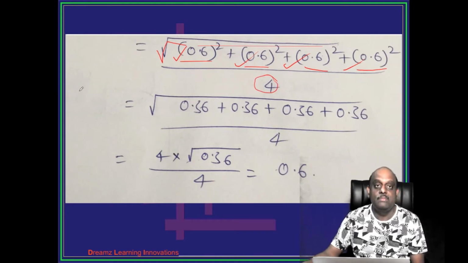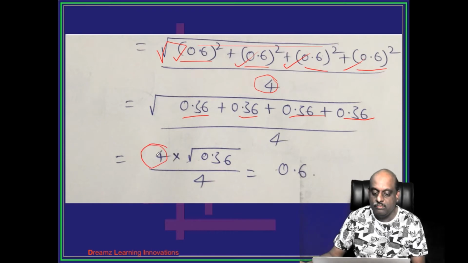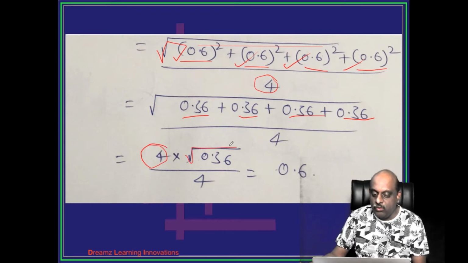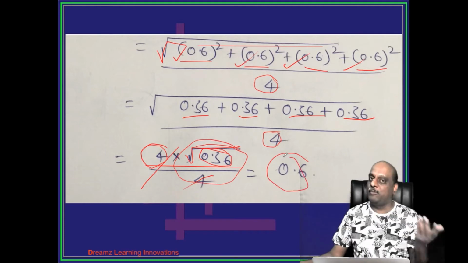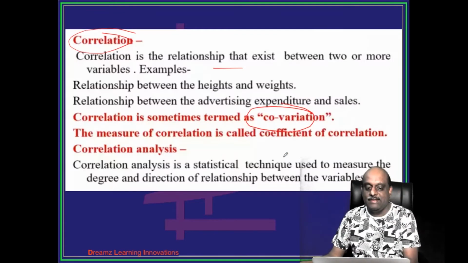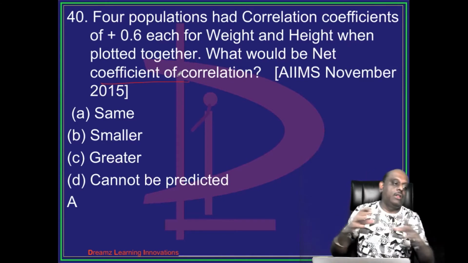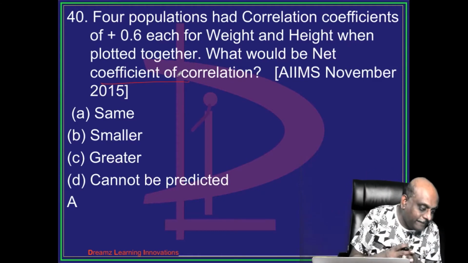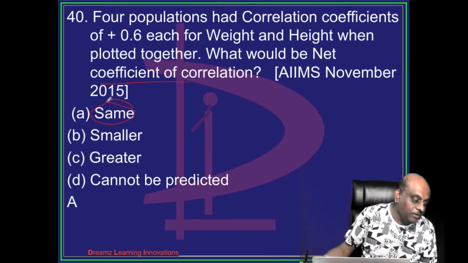So that becomes 0.36, 0.36, 0.36, 0.36. That is 4 into 0.36, square root, divided by 4. So the 4 cancels, square root of 0.36, that is 0.6. So that is the reason the net correlation coefficient of all these 4 populations together is the same, is what you need to remember.